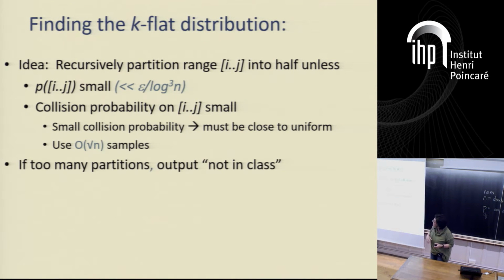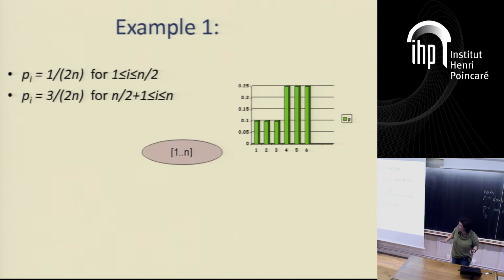What if it says it's not small? Maybe the collision probability is really high over this range, much more than it should be over a range of this size. Then I'm going to subdivide it in half, and recurse on each half. And if I have too many partitions at some point, then I can say this distribution is not in my class, because my class could be broken up into log n intervals, and I've got much more than log n intervals here. So at some point I can just stop if I'm getting too many partitions.